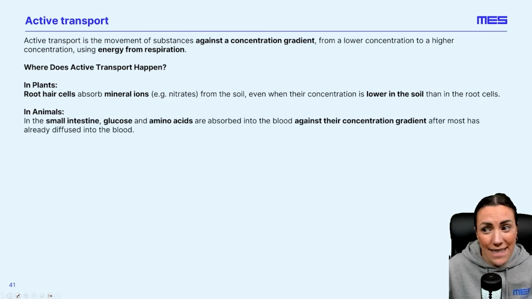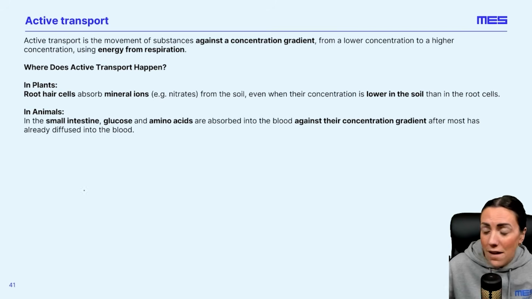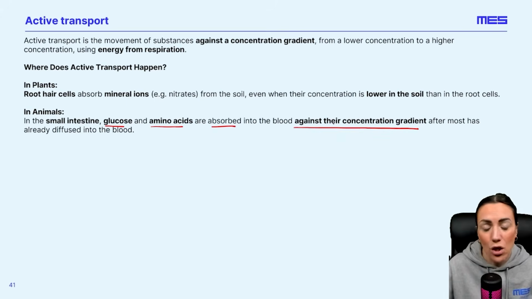It also happens in animals. So in the small intestine, we spoke about how glucose and amino acids can diffuse from the small intestine into the blood. But what if there's a lower concentration of glucose and amino acids in the small intestine than in the blood? In this case, we need to absorb them against their concentration gradient from a lower concentration to a higher concentration. That's when we would use active transport, which again requires energy from respiration.